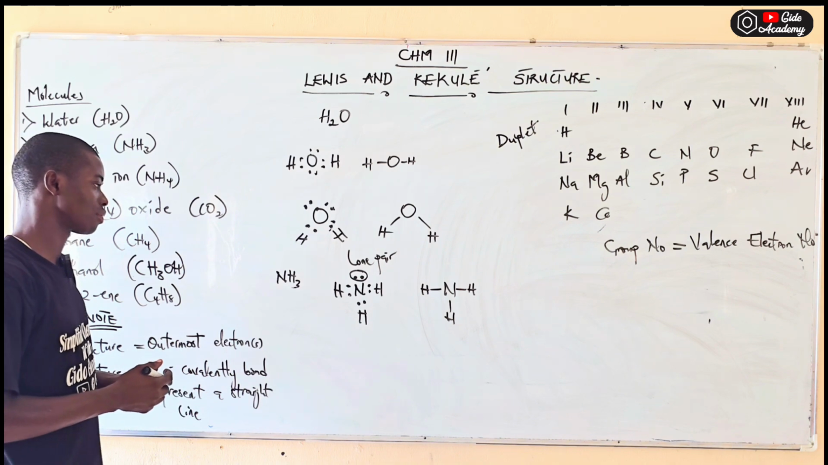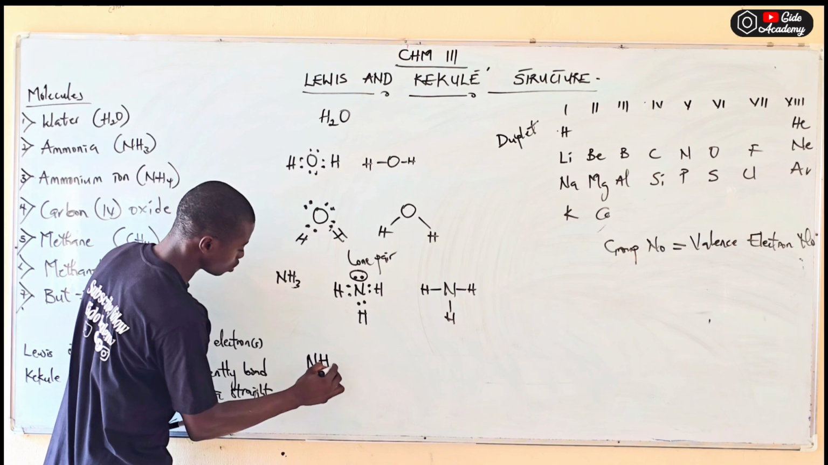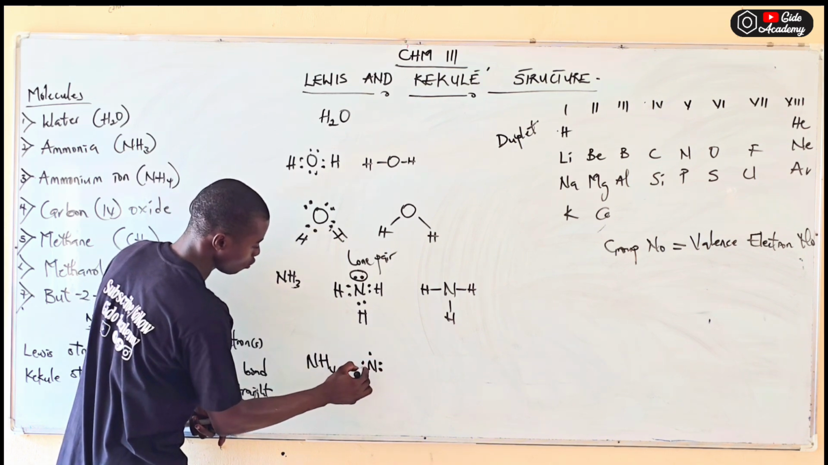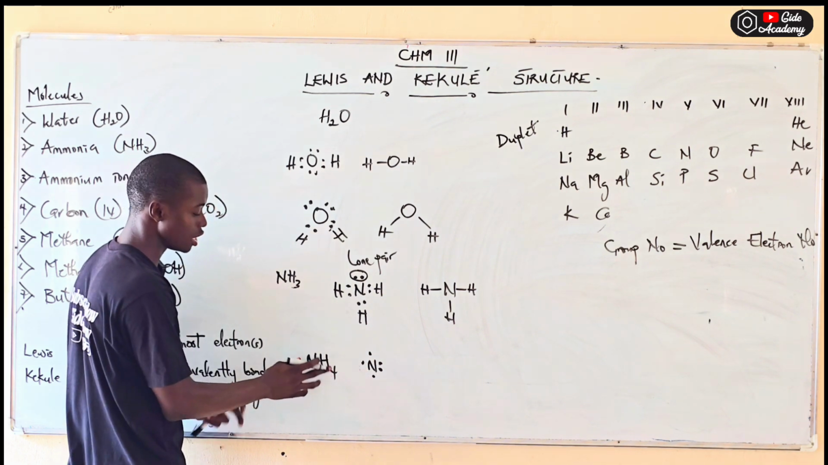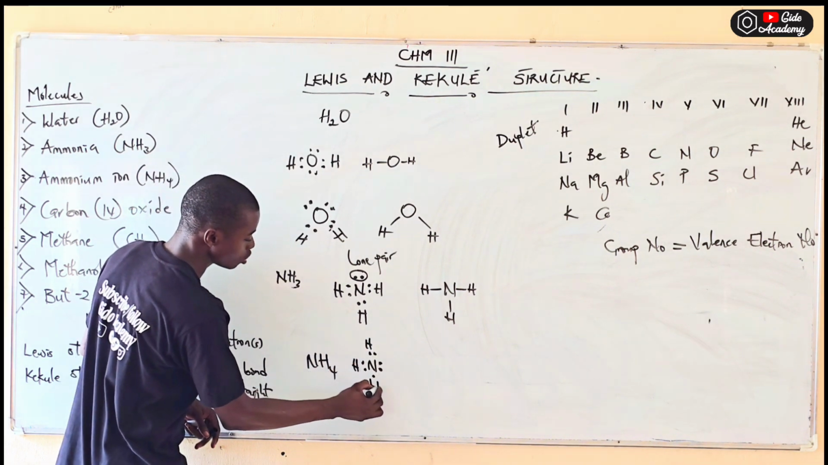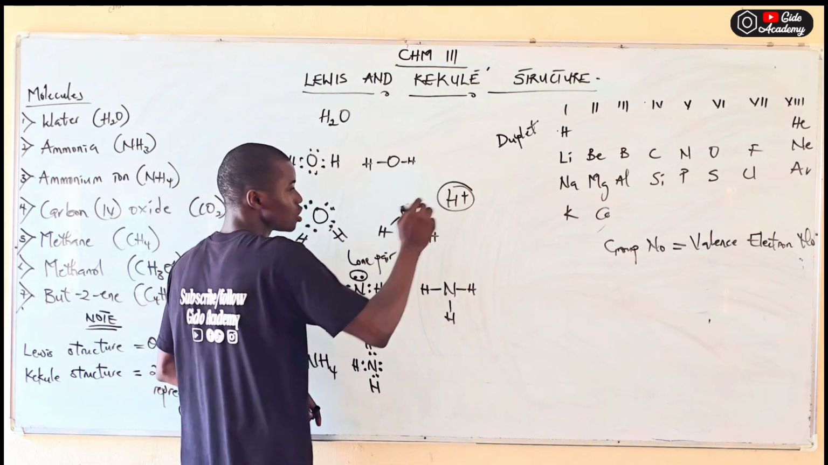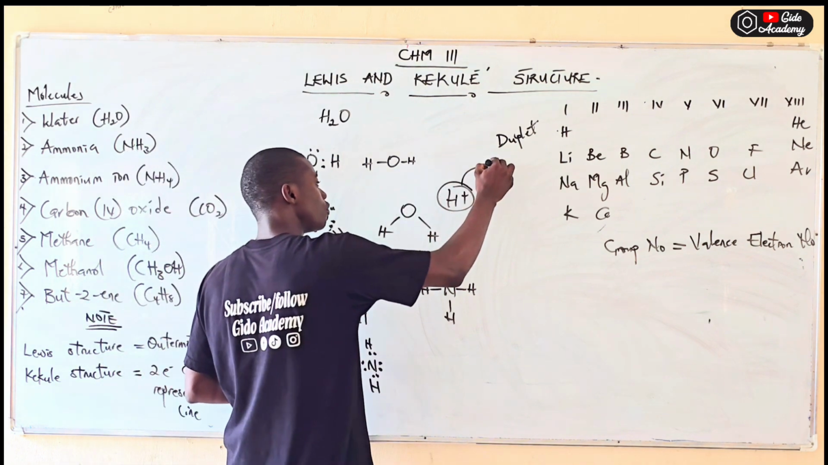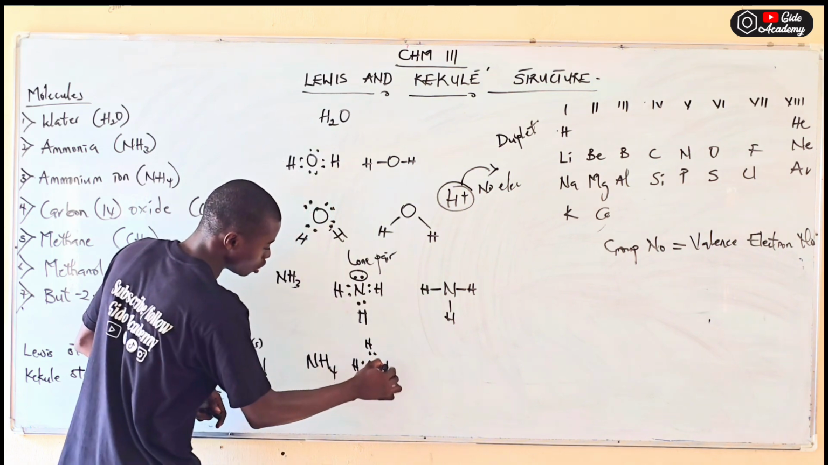Then this will be our answer. The next one we have here is ammonium, which is NH4. You have nitrogen, 1, 2, 3, 4, 5. Then how many hydrogens do you have here? 4. One hydrogen will come here with 1 electron. One hydrogen will come here with 1 electron. One hydrogen will come here with 1 electron. Then a hydrogen ion. A hydrogen ion means this hydrogen has no electron. Originally hydrogen has 1 electron, and if hydrogen gives out its electron, it has no electron. So that hydrogen will come here.